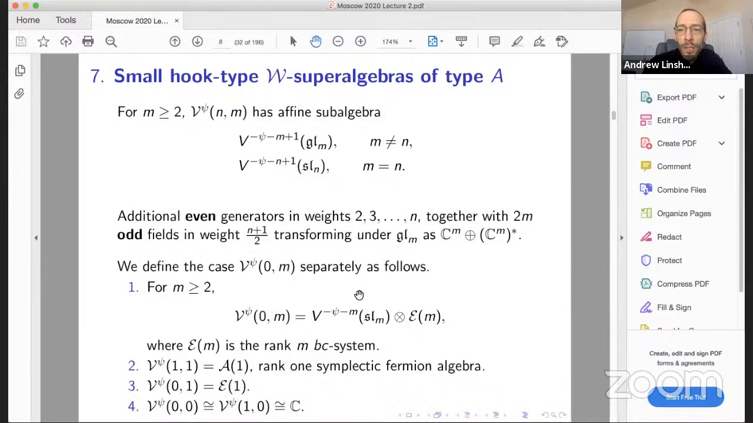And again, there's an extreme case. When n is 1, this is an affine superalgebra. When n is 0, I'm going to define it slightly differently, but similarly to the even case. I'm going to take affine SLM tensor a BC system rather than a beta gamma system. And then in the 1, 1 case, I should take a symplectic fermion algebra. The 0, 1 case is the rank 1 BC system. A BC system is the same thing as a rank 2m free fermion algebra. And then these two cases I take to be just trivial, just the complex numbers.